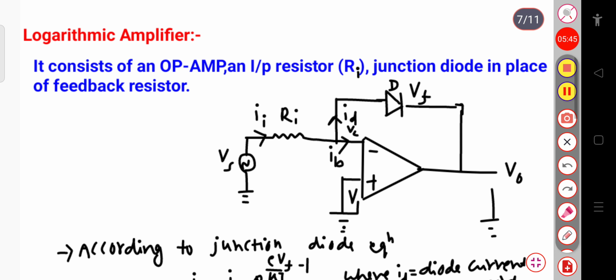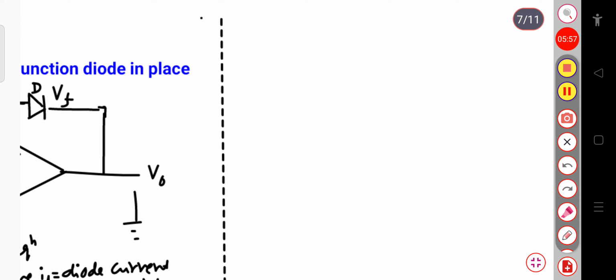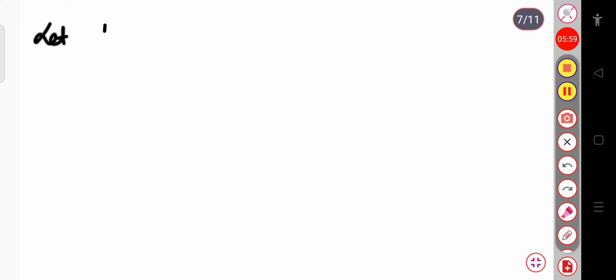Now let us consider this II. This is, suppose, the current that flows through the input resistance Ri, and this IB, suppose, is the current that flows into the inverting terminal. Now let us write, let II be the current that flows through Ri.